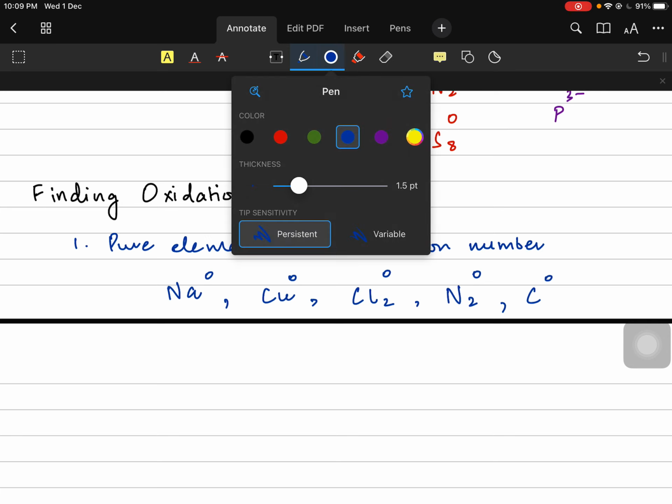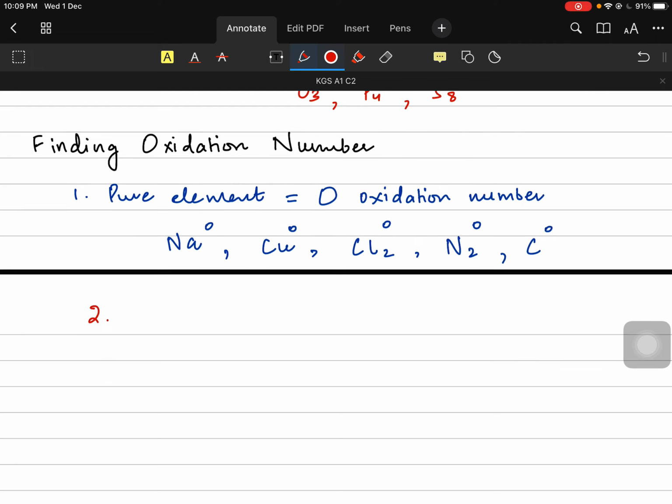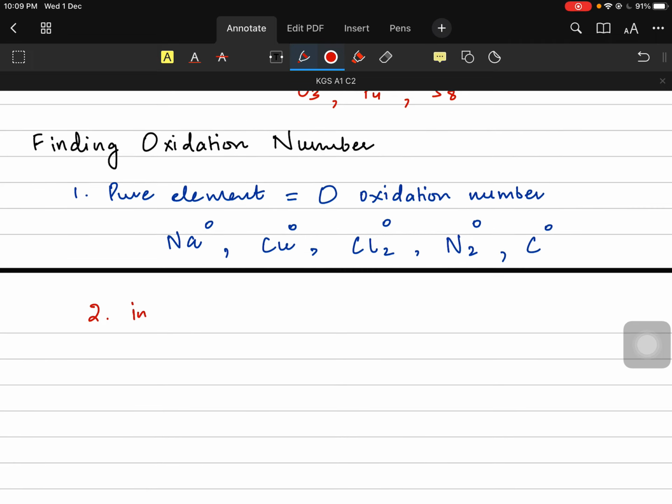Then the other step is in compounds. When you're talking about compounds, charges are equal to their oxidation number. So if I write the charge on something, it is the same as oxidation number. For example, sodium with a charge of +1 has oxidation number equal to +1.